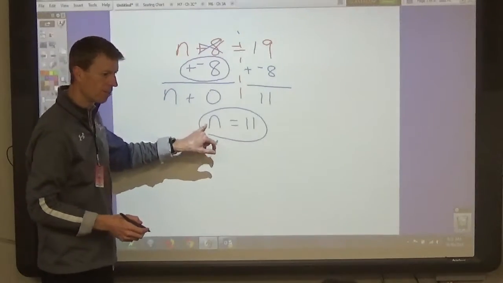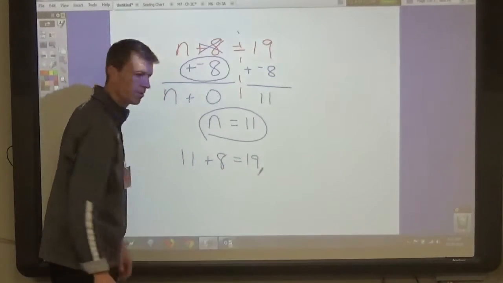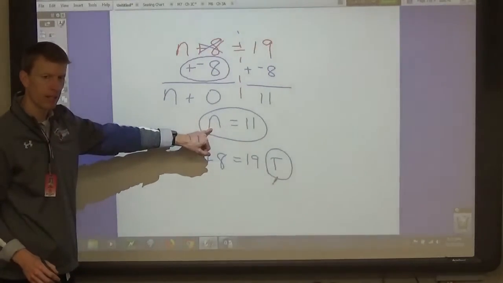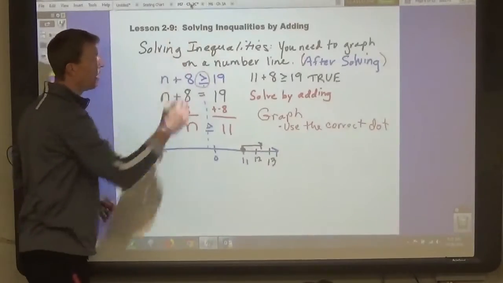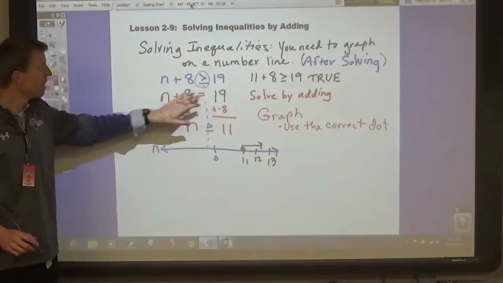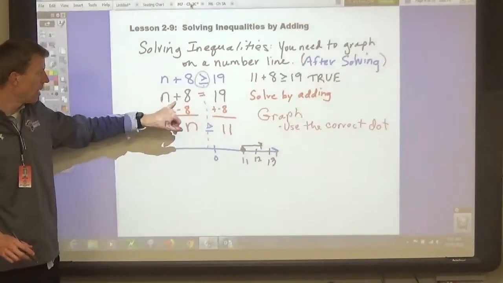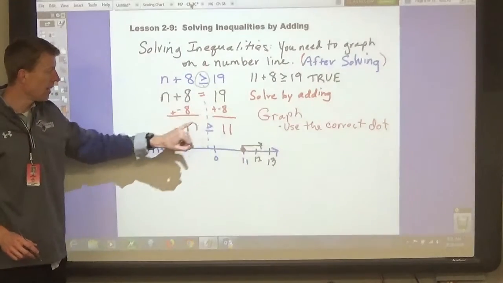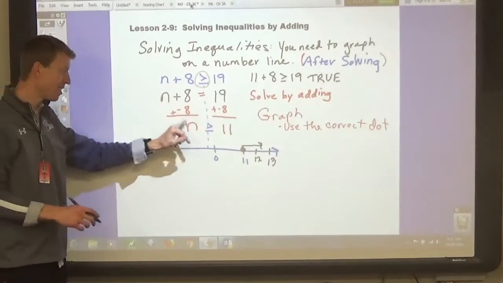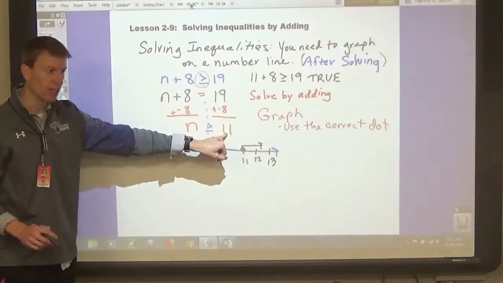And check this. We would put 11 here. 11 plus 8 is equal to 19. That's true. So we found the value of n, okay? Now, in the lesson today, all we are doing is changing the symbol. We solve this the exact same way. Look, this is exactly what we just did. N plus 8 equals 19. Add negative 8 to both sides. N is isolated on the left side. And that shows n could be equal to 11.